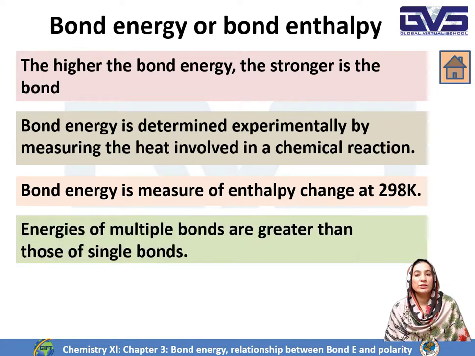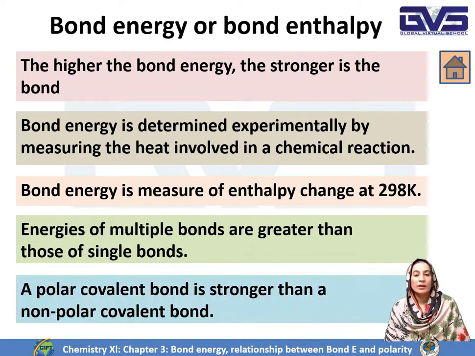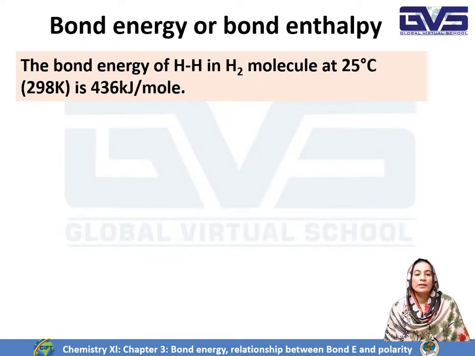The energies of multiple bonds are greater than single bonds, which means single bond energy is less than double bond energy, and double bond energy is less than triple bond energy. And a polar covalent bond is stronger than a non-polar covalent bond. It means a non-polar covalent bond has low bond energy, and a polar covalent bond has a higher bond energy. Like we have the example of hydrogen, H2, H-H.